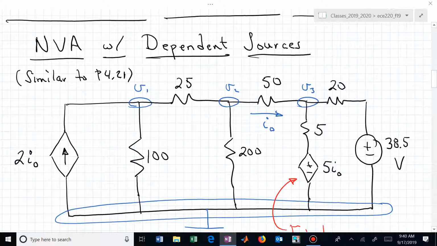And finally, we want to write one more KCL equation relative to node 3. Going to the left, out of node 3 is V3 minus V2 over 50. Going to the right is V3 minus 38.5 divided by 20. And now going down, what's that going to be? Is it 5I0? No, that's a source. And that's going to give us a particular voltage there, and that we can now use to determine the voltage dropped across that resistor, which is V sub 3 minus 5I sub 0 divided by 5. That's KCL number 3.